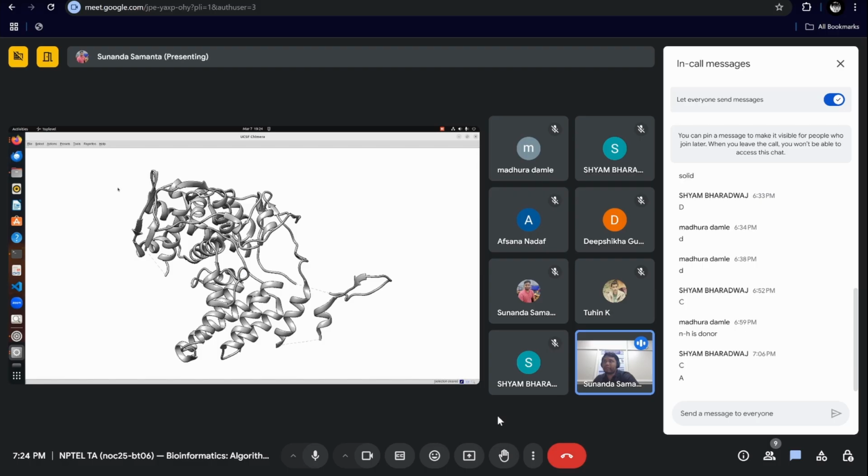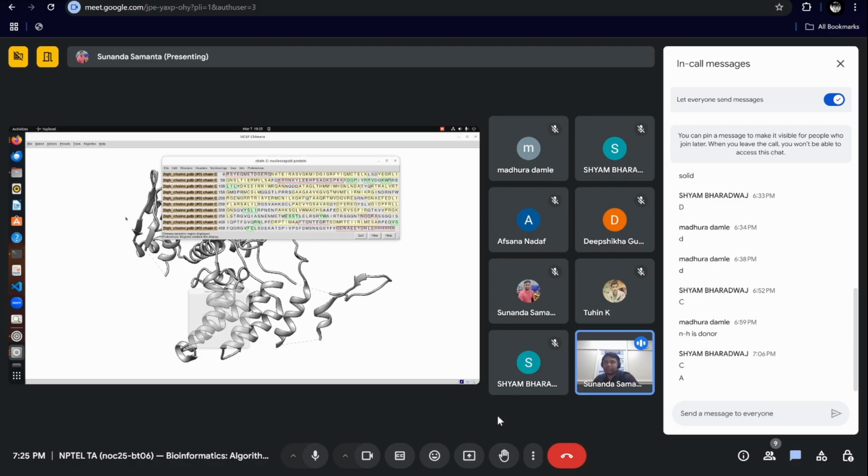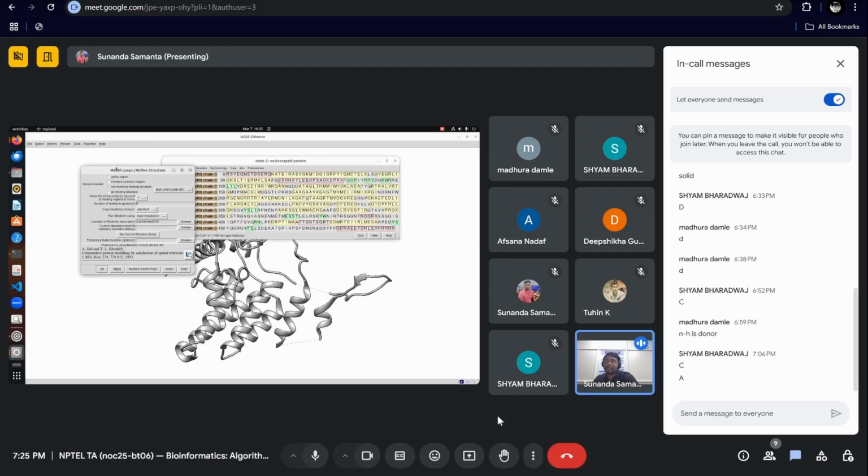So what you can do is go to this tools tab, and then under that you will see a lot of analyses being mentioned here. In the structure editing tab under that, you can see one button that says model/refine loops. If you press that, it will basically open up another tab where you can use the Modeller software to do the loop modeling, right?